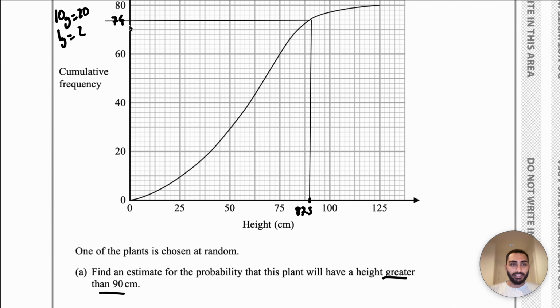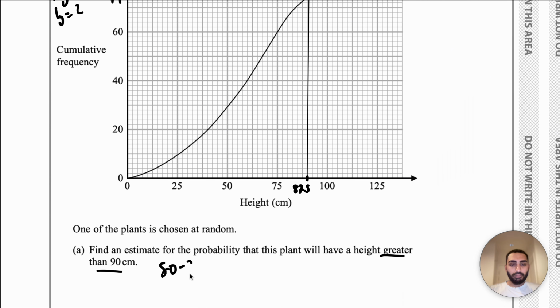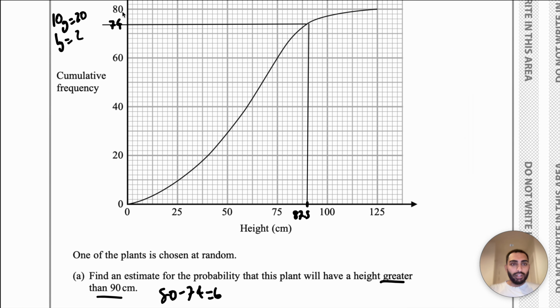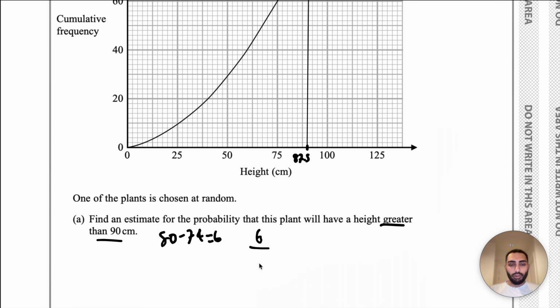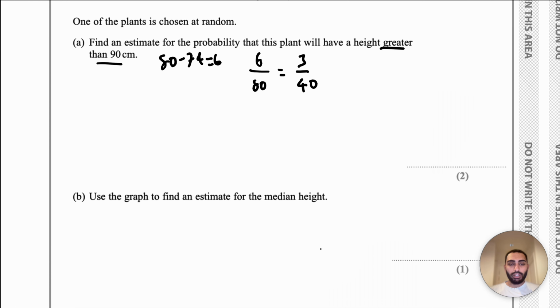Heights that are greater than 90. So we want to read above there. So 80, take away 74. Which is 6, and we know there's 80 altogether, so we're going to do 6 over 80. That would simplify to 3 over 40. So the probability of having a height greater than 90 centimeters would be 3 over 40.